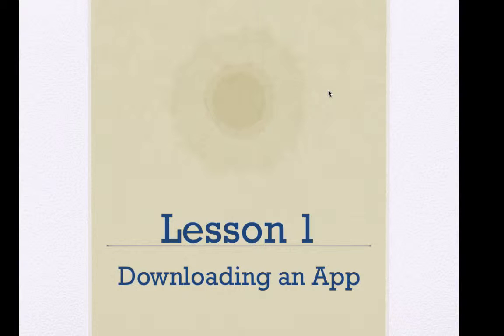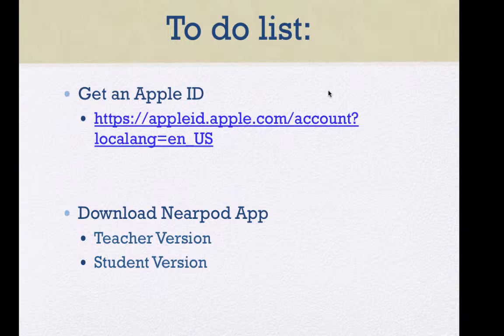Lesson 1 is called Downloading an App. So this is our to-do list. First of all, we're going to be getting an Apple ID, and I have provided a URL to take you directly to the Apple website. Second of all, we're going to be downloading the Nearpod app for the teacher version. It'll be your task to download the student version.